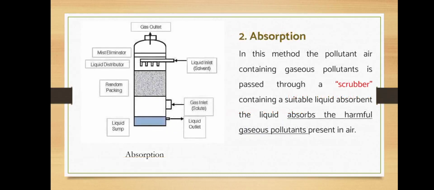And second, absorption. In this method, the air containing gaseous pollutant is passed through a scrubber containing a suitable liquid absorbent. The liquid absorbs the harmful gaseous pollutants present in the air.